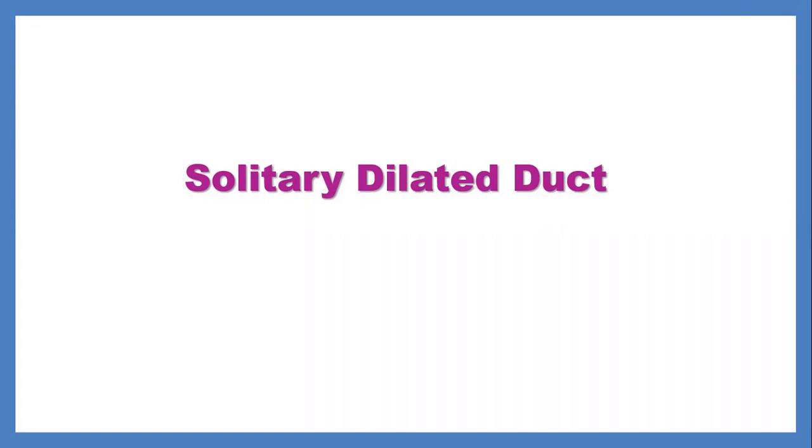What about the solitary dilated duct? Wait, don't answer. Give a chance to others. Since it is special and unique, a typical intramammary lymph node is BI-RADS 2. So what about the solitary dilated duct? Supposed to be BI-RADS 2.